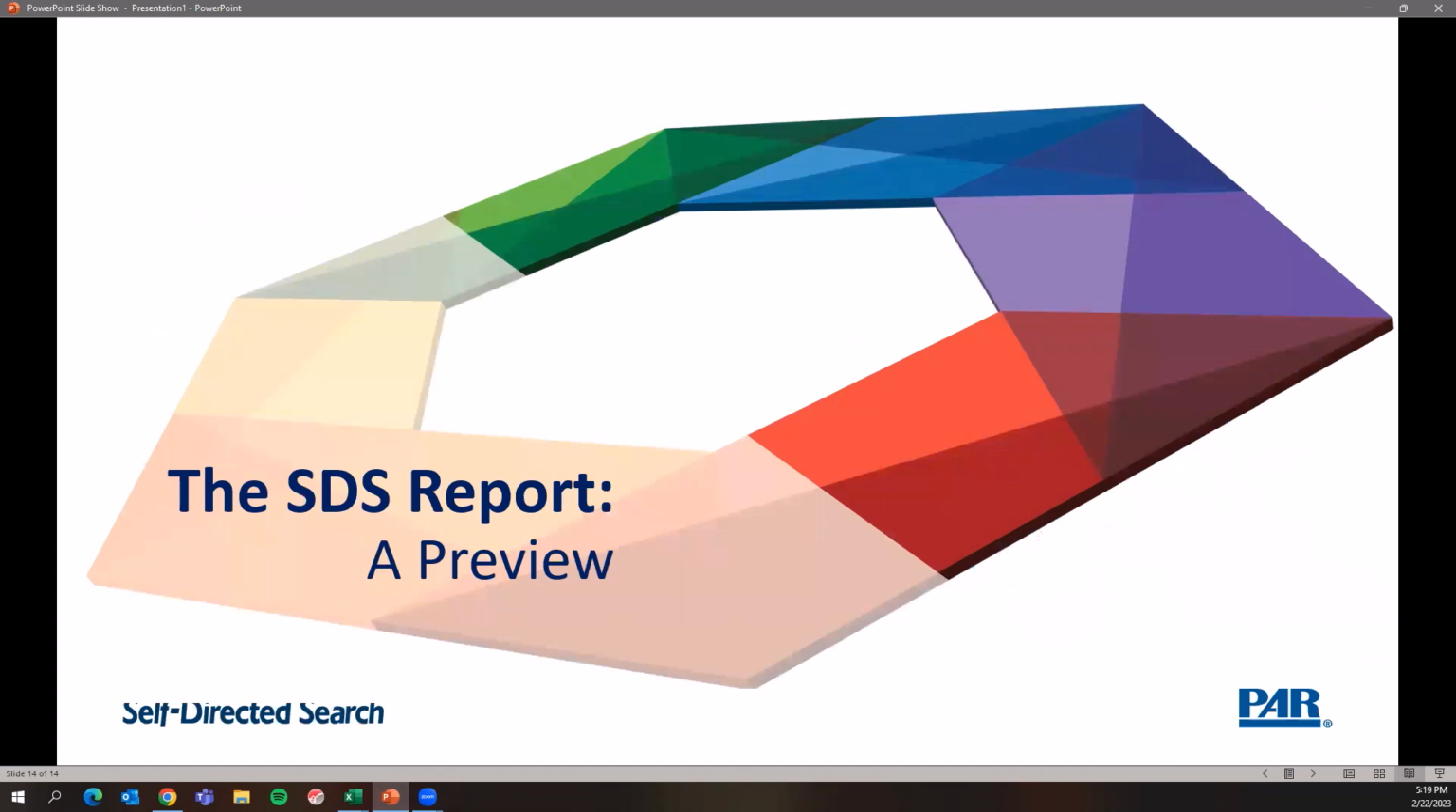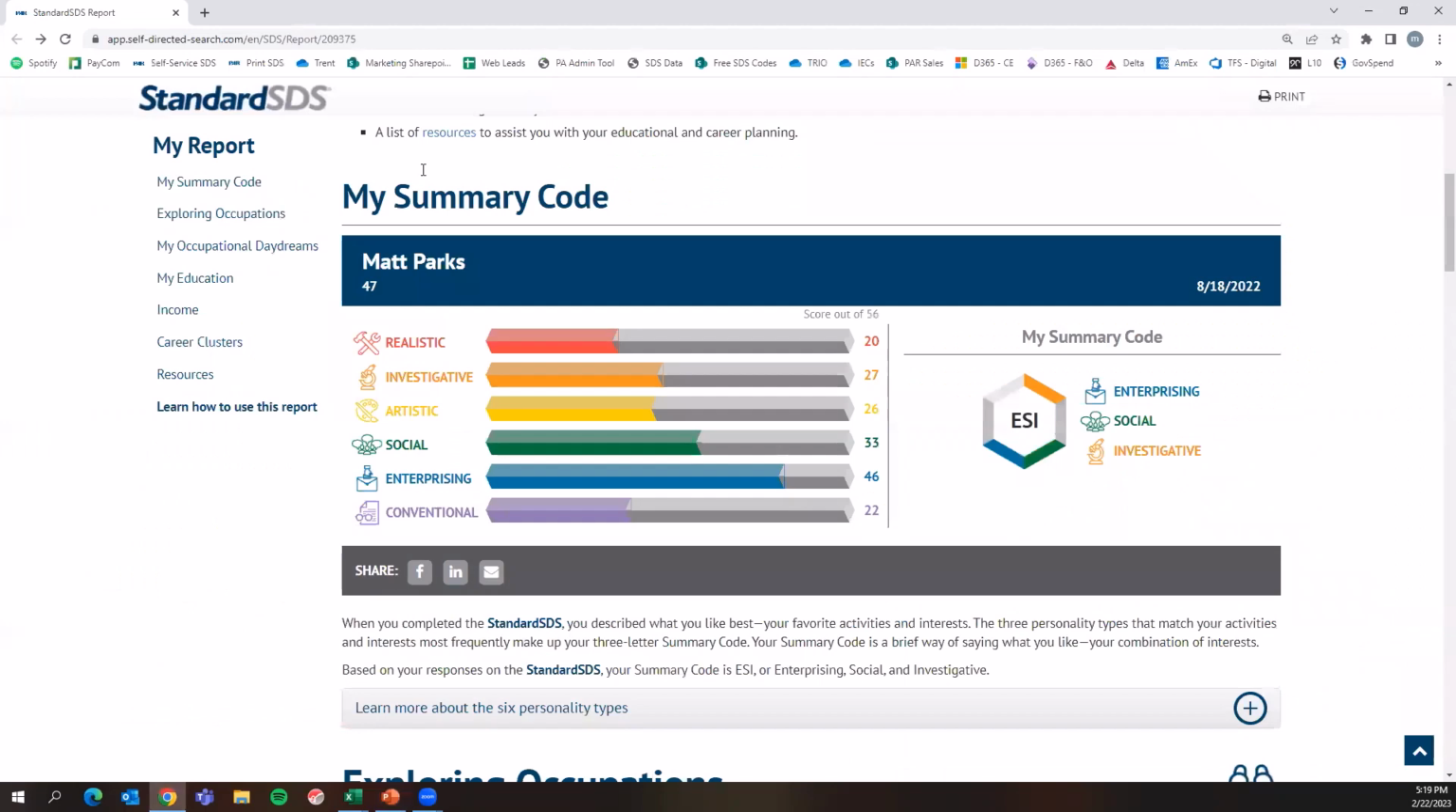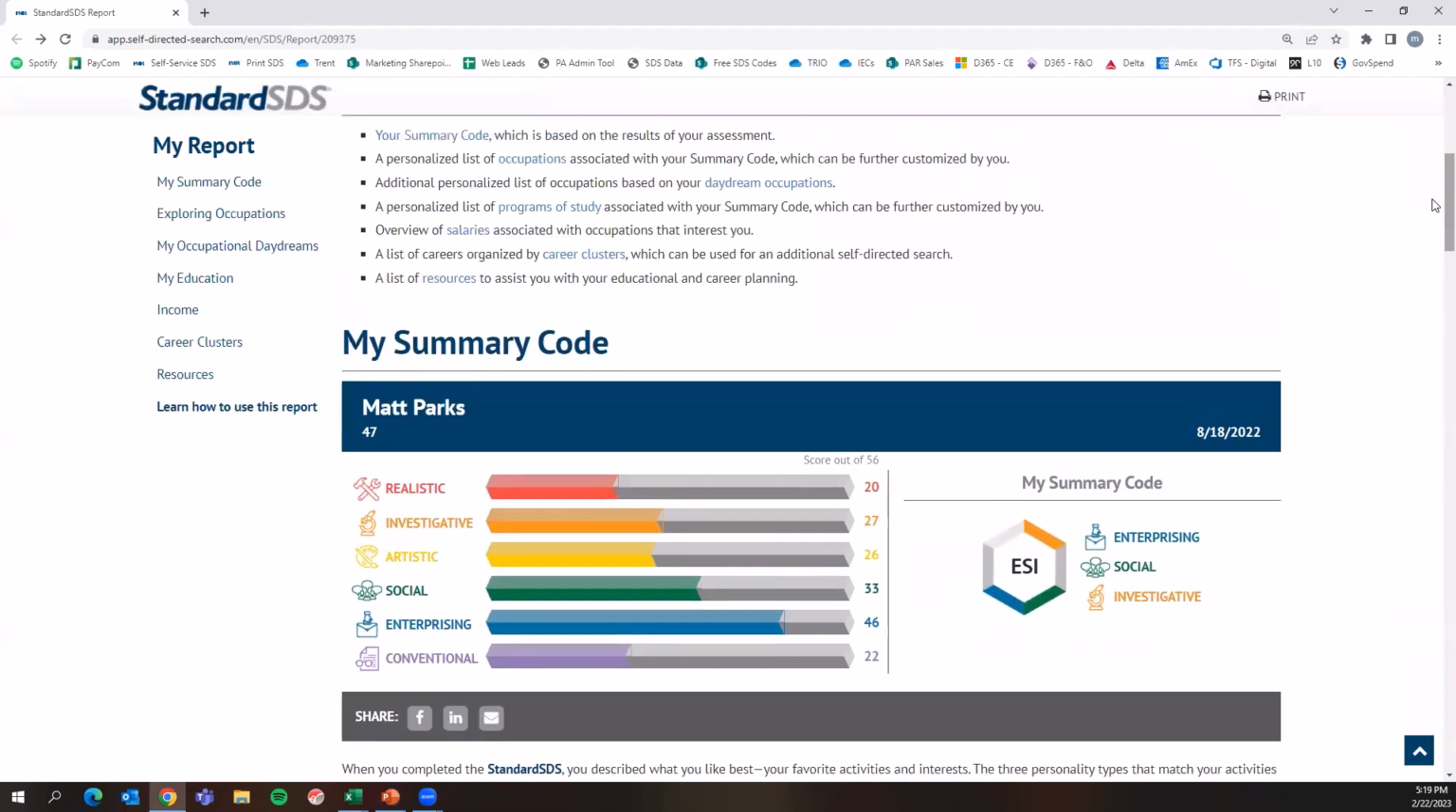So let me do a very quick preview of the SDS itself. I'm not going to show you the assessment, but only because it's kind of mundane. As I was mentioning, it's a lot of binary questions, like, do you like to work with people? Yes or no. Are you good with your hands and like to build things? Yes or no. Lots of questions like that.